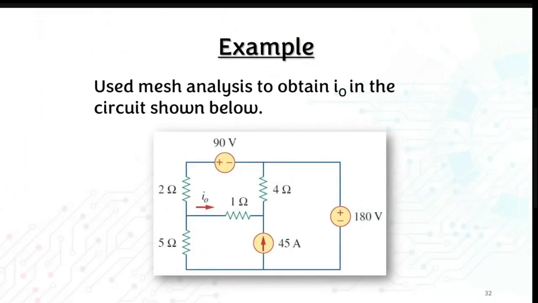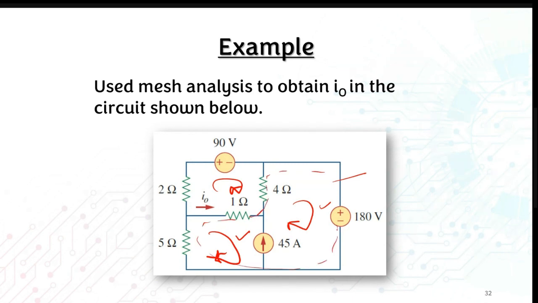Okay, so let's look at another example for a super mesh. If you look here, you have this mesh and you have this mesh. But you notice that this mesh and this mesh are sharing the same current source. So this one is going to be your super mesh. This one inside here is going to be your super mesh.